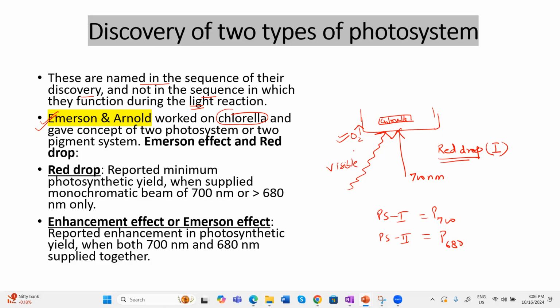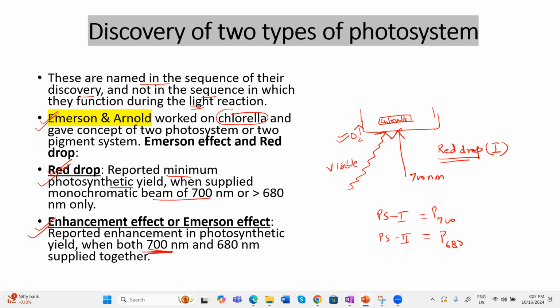The second discovery was known as the Emerson enhancement effect. So red drop, please see here, is the minimum photosynthetic yield when monochromatic light of this wavelength is provided. Enhancement is seen when both are together. Is it clear?